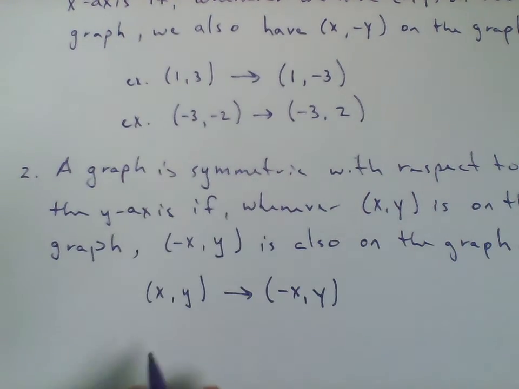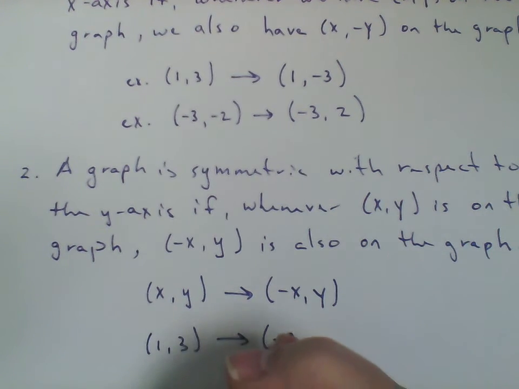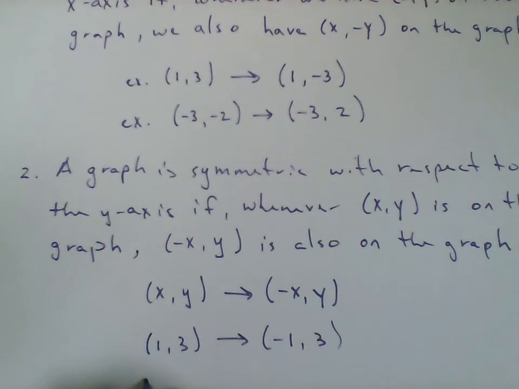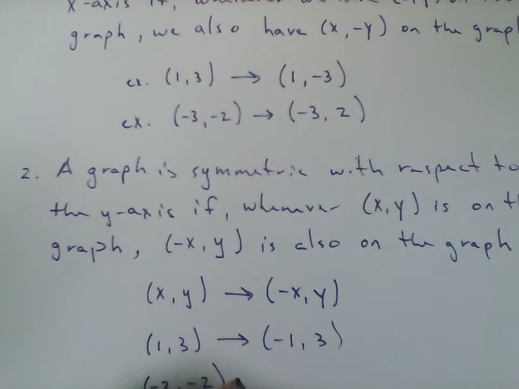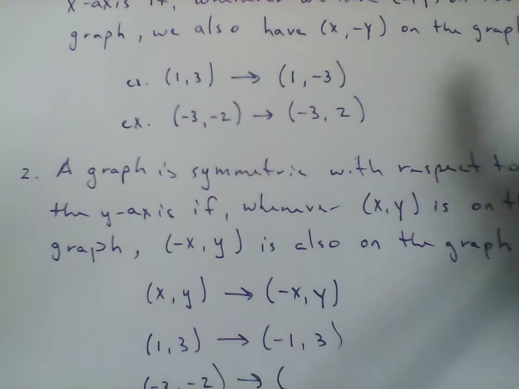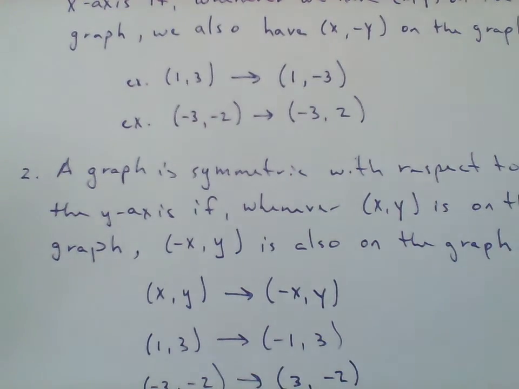So given these same points like I had above, if I want to prove symmetry about the y-axis, if I had the points 1, 3, I would also have to have the point -1, 3. In that same respect, if I had the point -3, -2, I would also have to have the point opposite that on our x, which would be +3, -2. Right?